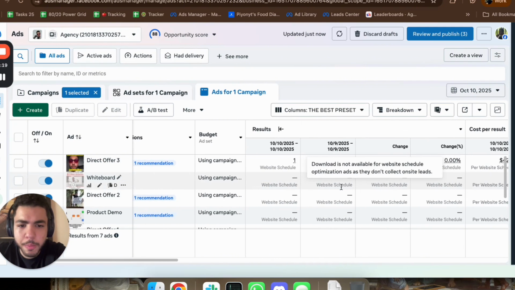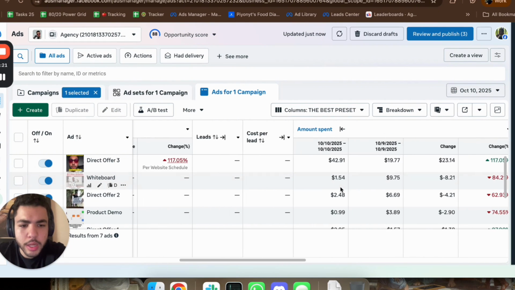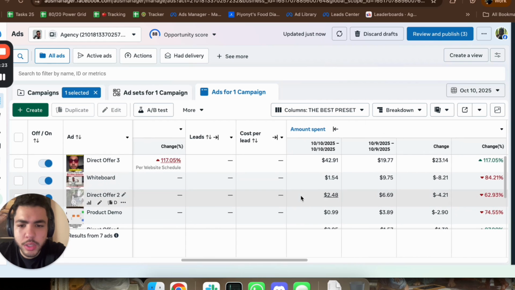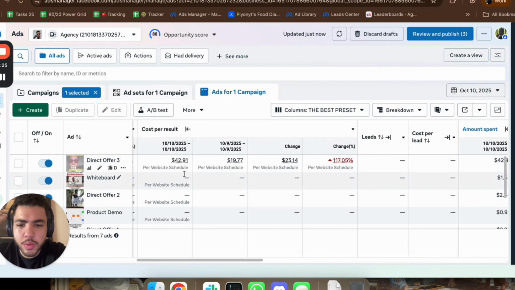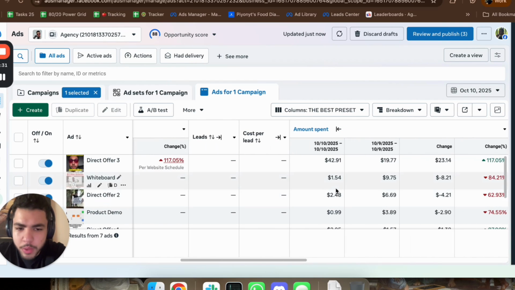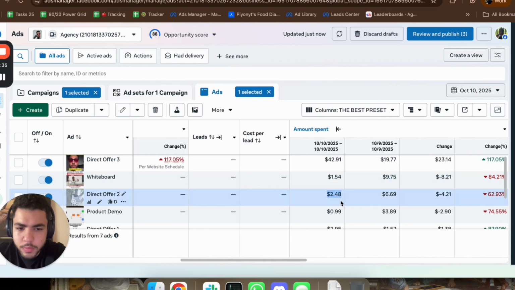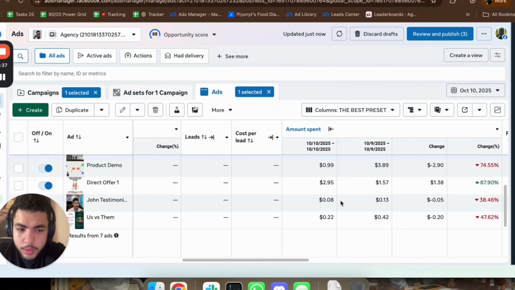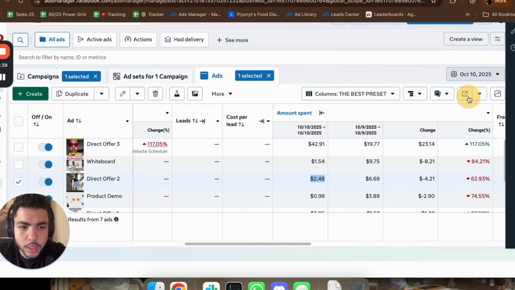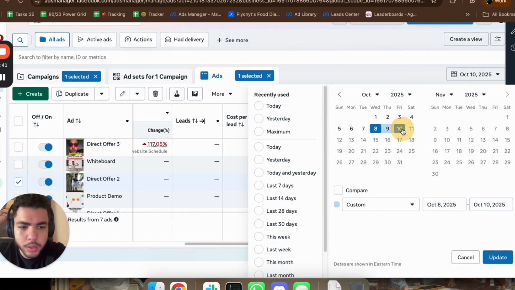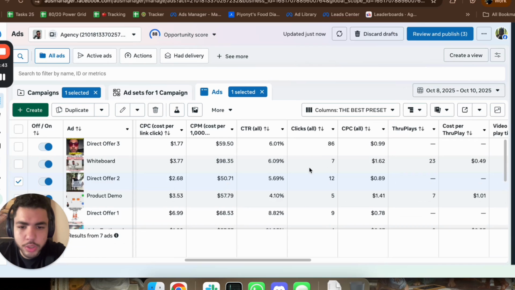Let's look at spend and let's look at target CPA. So here we don't have any leads coming in, or any calls booked besides direct offer number 3. So here we're still below it for the day. So for the day, check. Now let's look at the period. Let's look at how much each one spent.